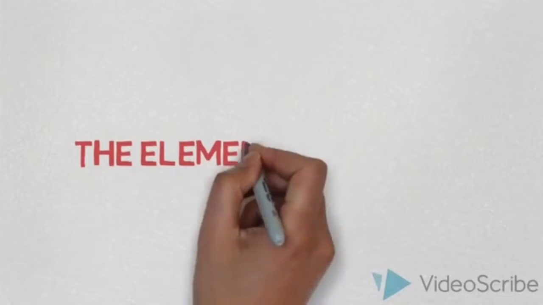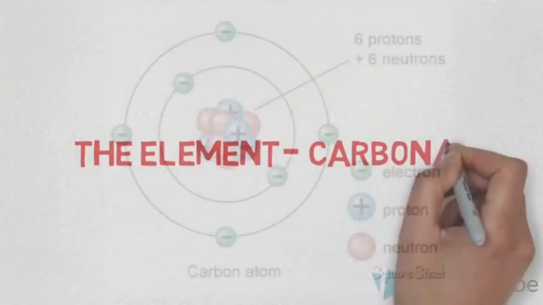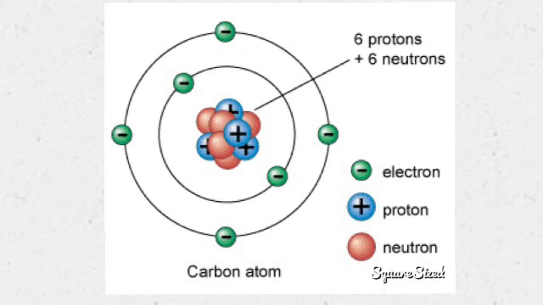The element carbon. Did you know that an element is a substance made entirely from one type of atom? For example, the element carbon is made from atoms containing 6 protons and 6 electrons.